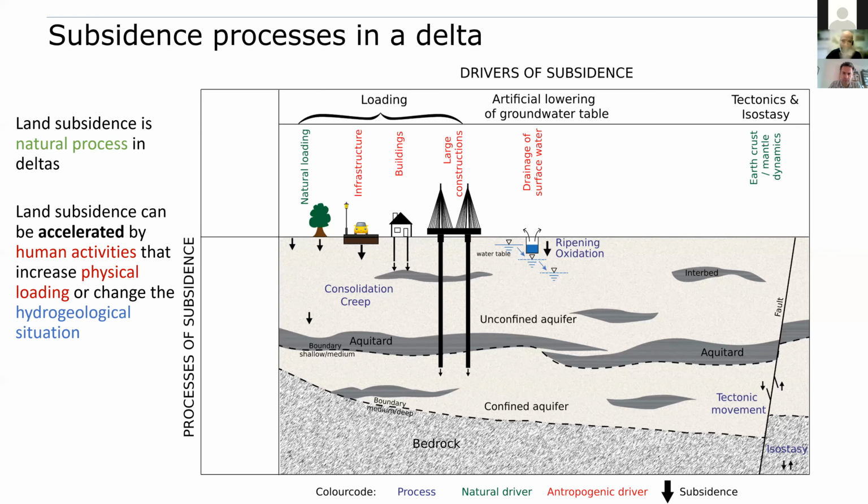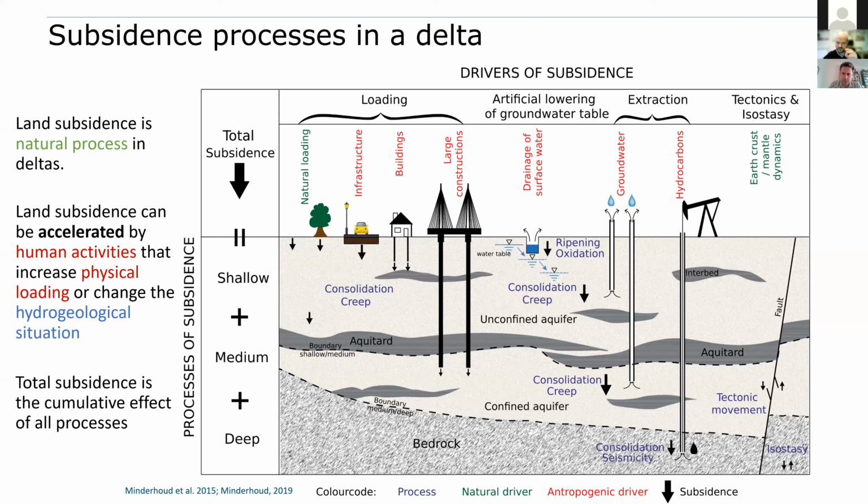So together, all these different drivers and processes act at different depth scales and they amount to total land subsidence. If you have a measure of total land subsidence, the challenge is first to break it down into where it is happening in depth, and then connect it to the different drivers. Whereas if you are interested in one of the drivers, you have to go the other way through this diagram. And this is the type of research that we've been focusing on in the last few years.